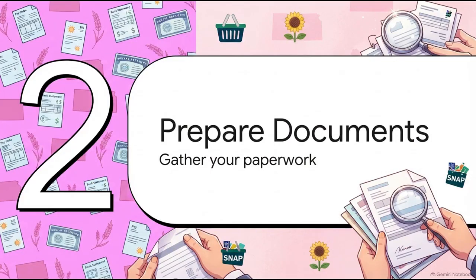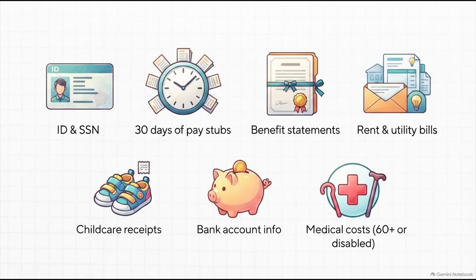Moving right along to Section 2, preparing your documents. You're definitely going to want to get these items ready before you sit down at the computer. Having your ID, social security numbers for everyone applying, recent pay stubs, housing costs, and other proofs ready will make the online application so much smoother. It generally takes about 30 to 60 minutes to fill everything out, and having these documents right next to you means you won't get timed out while frantically digging through your filing cabinet.